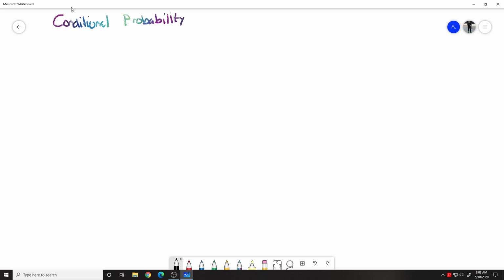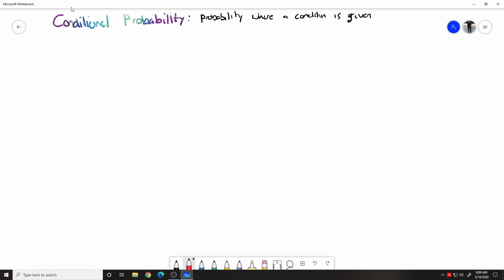But here's our final lesson, conditional probability. I probably don't even need to give you a definition, because it is exactly what it sounds like. This is a probability where, you guessed it, a condition is given. A probability where a condition is given, we call that a conditional probability.